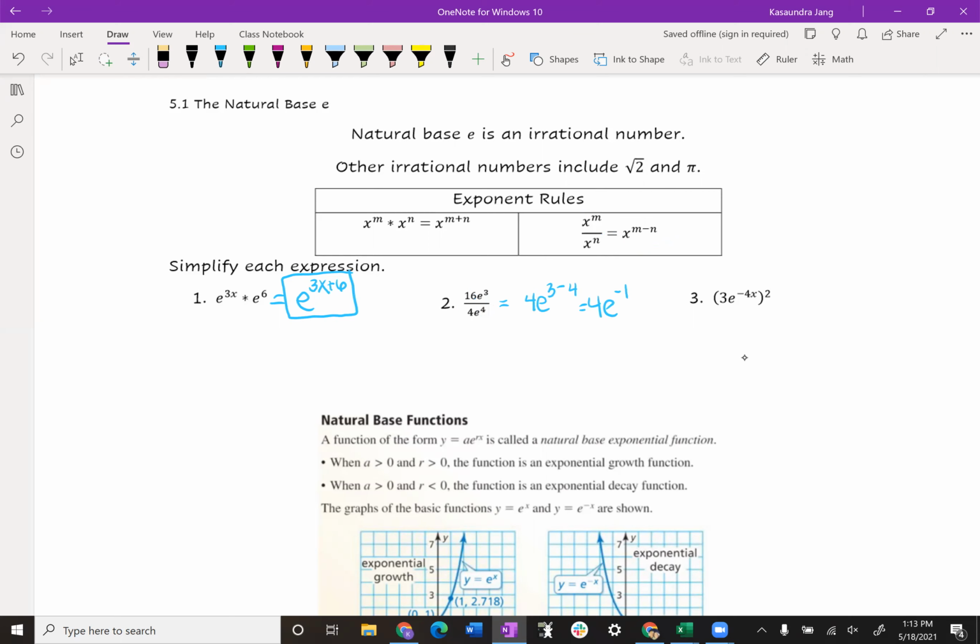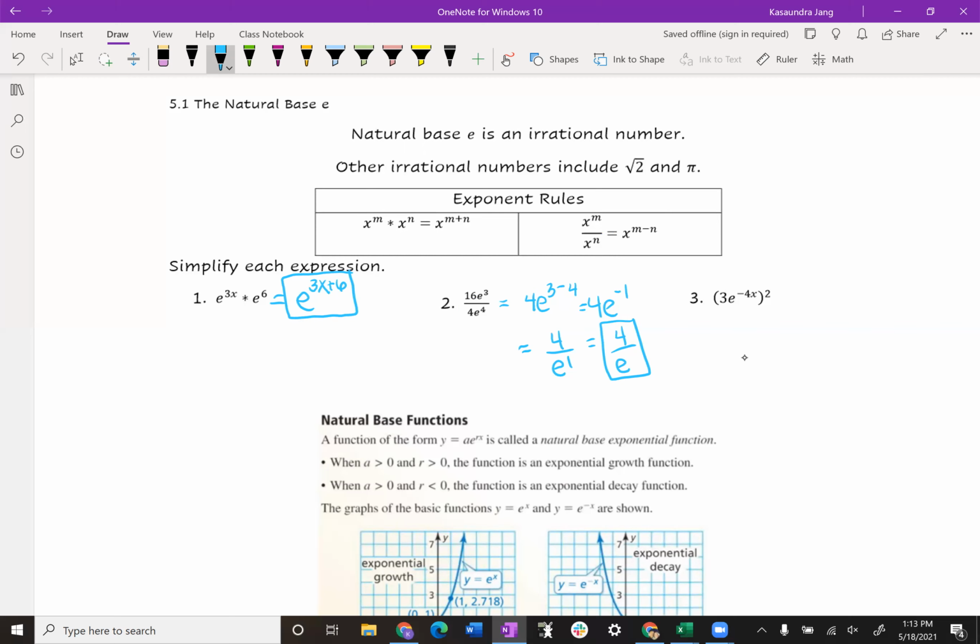And this is not considered the most simplified. Usually we have positive exponents to be simplified. So a negative exponent makes us do a reciprocal. So I will bring that down to the denominator with the e to the positive 1. And anything to an exponent of positive 1 is itself. So I can just say 4 over e.